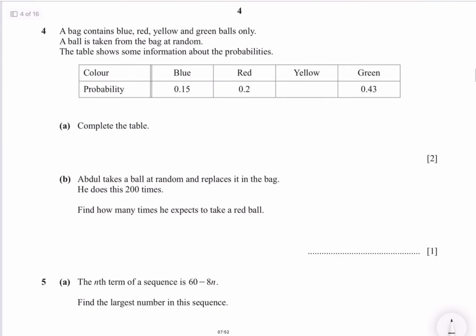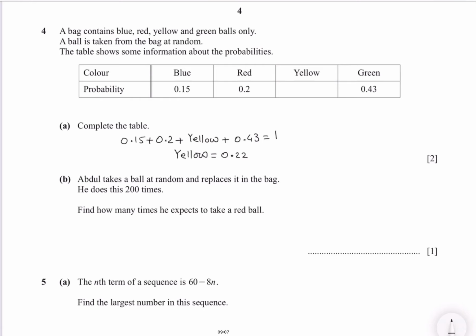Okay, question number 4. A bag contains blue, red, yellow and green balls only. A ball is taken from the bag at random. The table is there. Complete the table. So you add all the values and equate them to 1 because the probability adds up to 1. So make yellow the subject. So your probability of yellow would be 0.22.